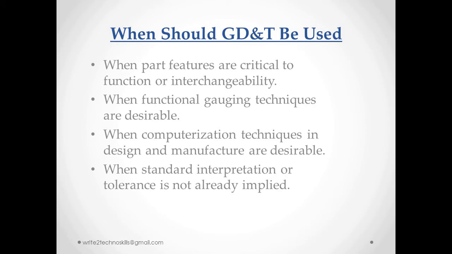When we have to use the GD&T, can it be used everywhere? No. Whenever the part features are very critical to function, or whenever we need high interchangeability or any interchangeability, the GD&T concept should be used. And whenever functional gauging techniques are used or desirable, we need to use it. When computerization techniques are used in design and manufacturing, then it is desirable to use GD&T. And when standard interpretation of tolerance is not implied and it is required, then we should use the GD&T.